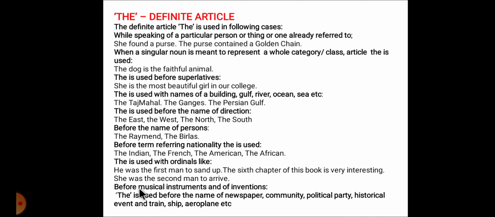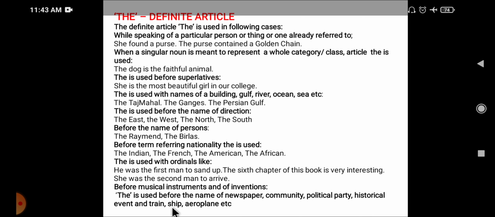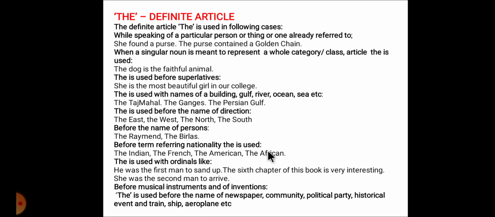Next, before musical instruments and inventions. Before musical instruments, you know, piano, guitar, whatever instruments you feel, before that you have to use the. The is used before the names of newspapers, communities, political parties, historical events, and trains, ships, aeroplanes. So these are all we need to remember for the definite article. I hope, dear students, you understood this definite article.